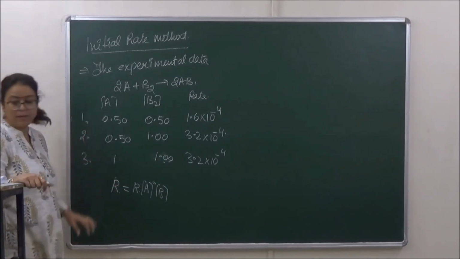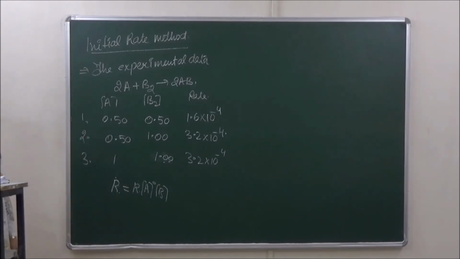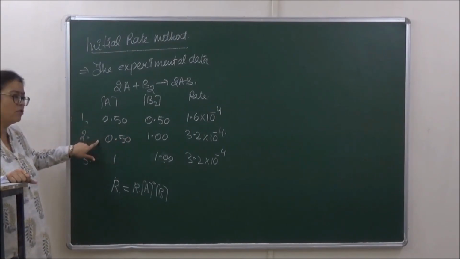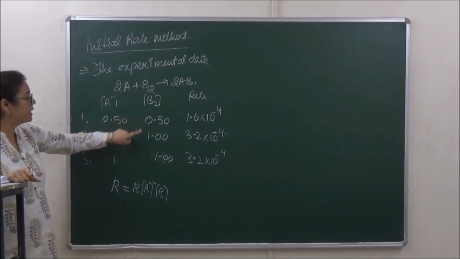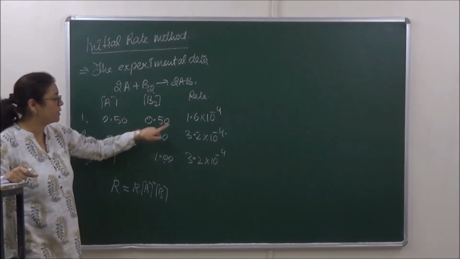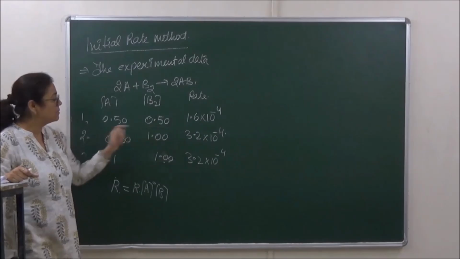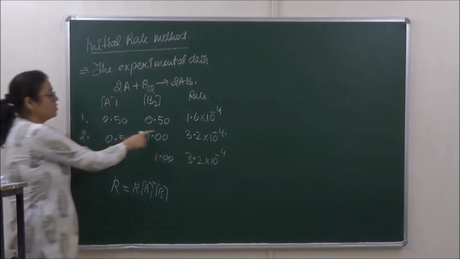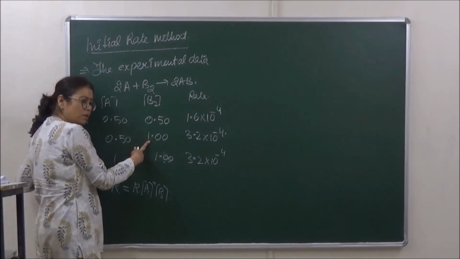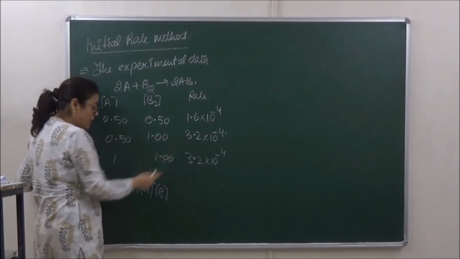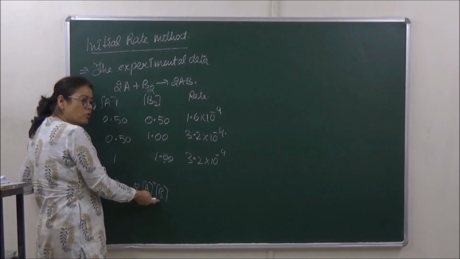So when we take the ratio, first of all, we take the ratio where 0.50 and 0.50, the concentration of A, is the same. And when the concentration of B is changing, the rate is becoming double. Similarly, here the concentration is increasing 2 times, 0.50 into 2 is equal to 1.0. Because the concentration is increasing 2 times and the rate is also increasing 2 times, therefore the rate is directly proportional to the concentration of B.